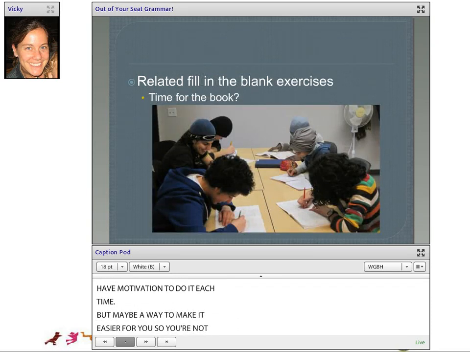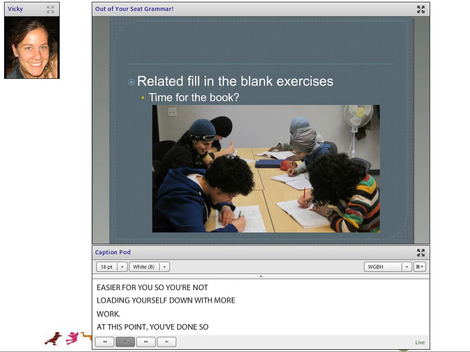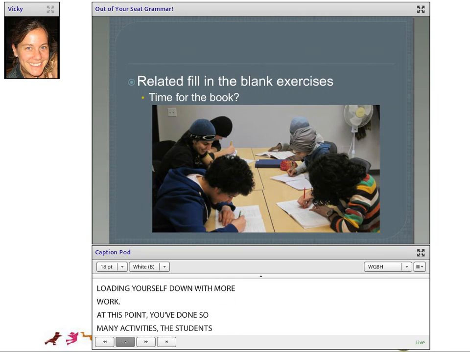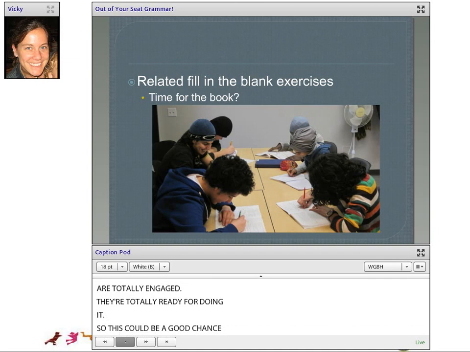At this point, you've done so many activities, the students are totally engaged with what they're doing. They're totally ready for doing it. They're able to succeed at it because you set them up to be ready. And so this could be a good chance for them to do a related fill-in-the-blank exercise or some other activity that you have in the book.